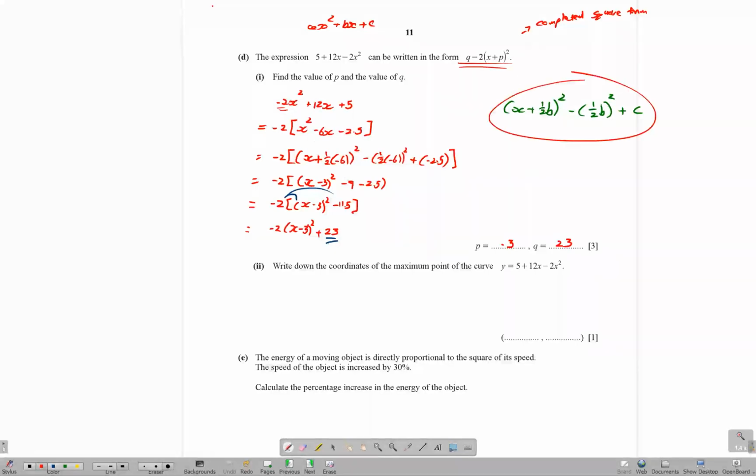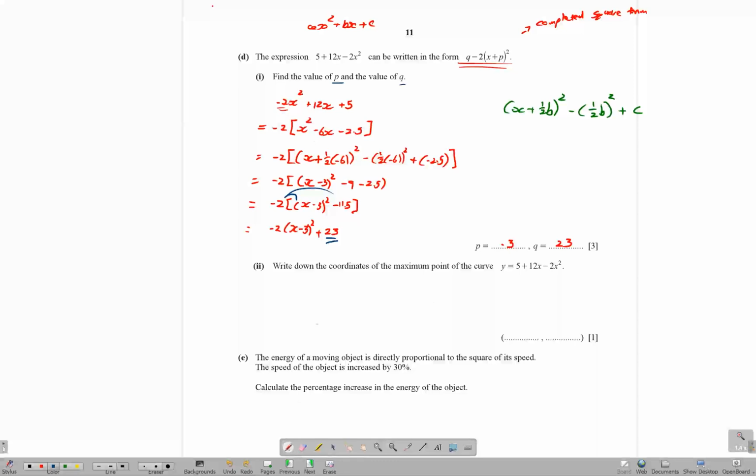And remember, if you want to use this formula, it has to be in the form x squared plus bx plus c. Okay, and this was a unique case in that we did have a coefficient in front of x squared. So if you have a case like this, remember to either factorize the minus 2 or divide by it if it's an equation. Okay, this is an expression. So that's why we factorized the minus 2, and then we applied the formula for whatever is left. Okay, so that was the previous question, and we determined that the value of p and q is minus 3 and 23.